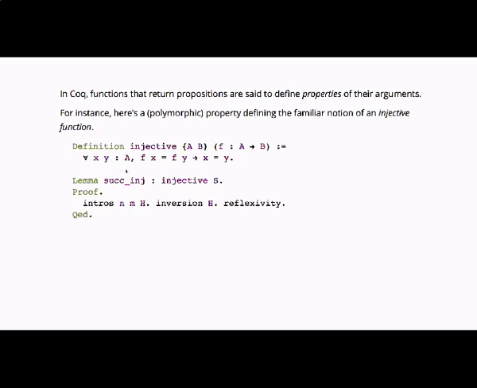But this is not an axiom. This is not something I'm assuming. It's something I'm defining, a property of functions that holds for some functions and doesn't hold for other functions. This definition works both for constructors like S and for functions. For example, we could say injective pred, where pred is the predecessor function, and that would of course give us a not provable proposition.